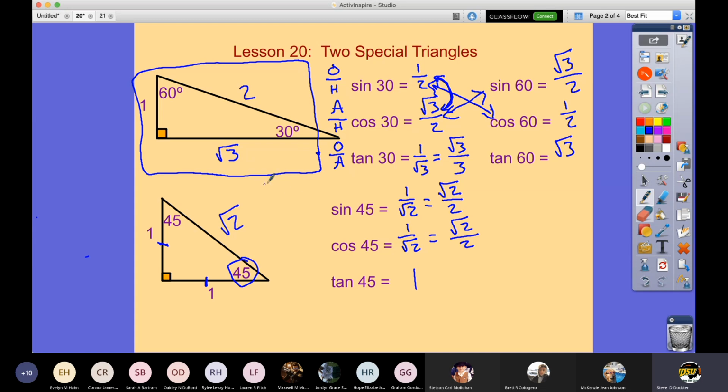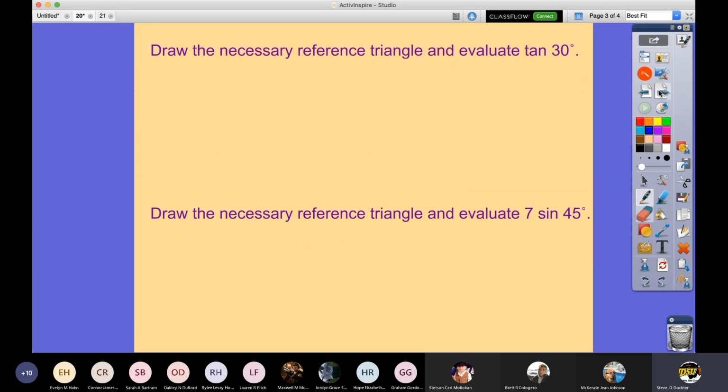What you do need to get down, just like up here, is how to get that triangle. So these are the main things for today. We've got to know these 2 triangles because the questions they're going to ask you in the homework are just like what you see here. First of all, it says draw the necessary reference triangle and then evaluate tangent of 30.